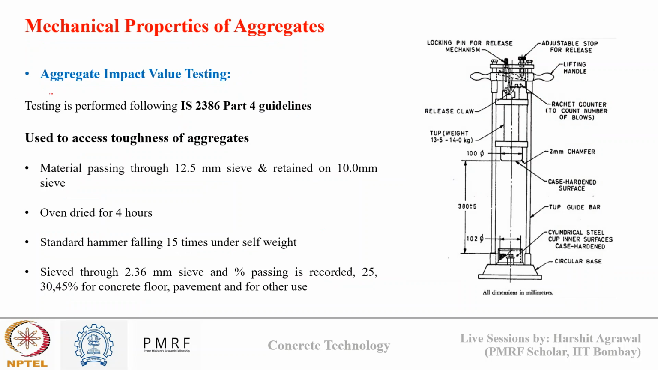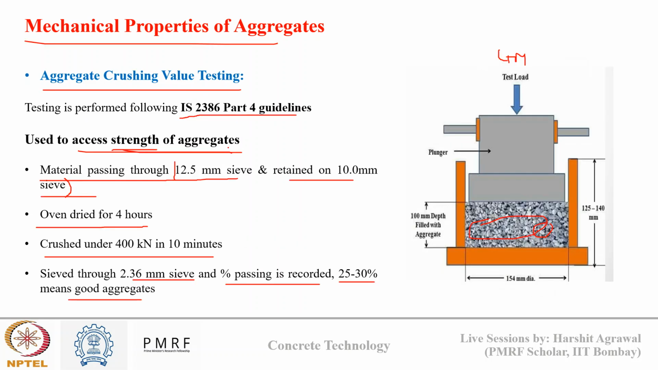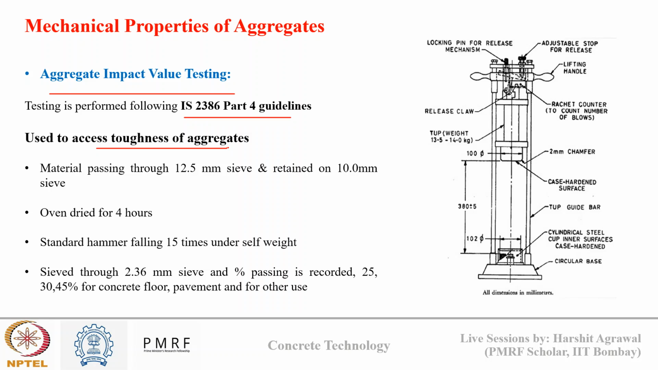Second is the aggregate impact value testing. This test is again performed as per IS 2386 Part 4 guideline, and it is used to assess the toughness of aggregate. First we saw the strength of aggregate, second we are seeing the toughness of aggregate. Again for this, I will select the aggregates in the range 12.5 mm, 10 mm. I will oven dry the aggregate for 4 hours, but this time my testing setup is different.